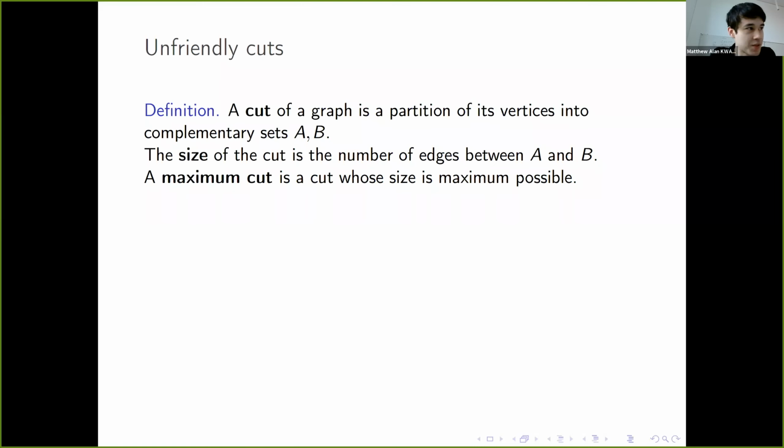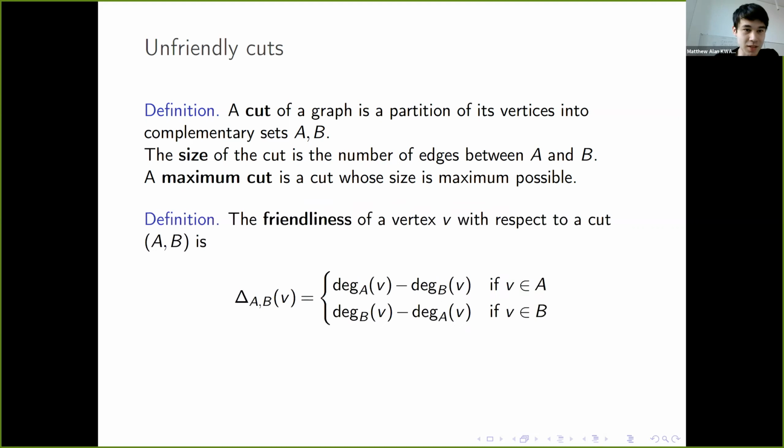So let's start with some motivation. Let me remind you about cuts in graphs. A cut is a partition of the vertex set of a graph into two parts, which we'll call A and B. The size of the cut is just the number of edges between the two parts. And a max cut, or maximum cut, is just a cut which has the maximum possible size. Those are some very standard definitions.